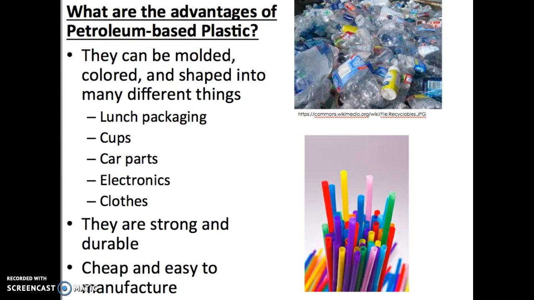So first, let's talk about regular plastic. As you have learned in the past few weeks, regular plastic is made out of petroleum, or is known as petroleum-based plastic. The advantages of petroleum-based plastic are that it can be molded, colored, and shaped into many different things. They make our lunch packaging, cups, car parts, electronics, and clothes. They're very strong and durable, and they're very cheap and easy to manufacture. So it's used quite often.